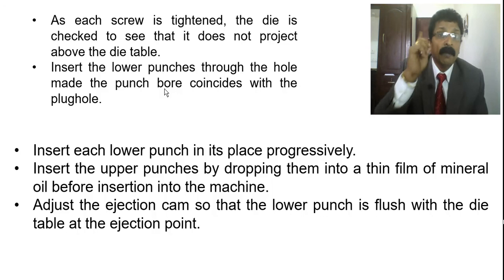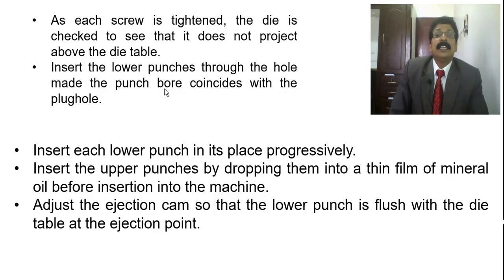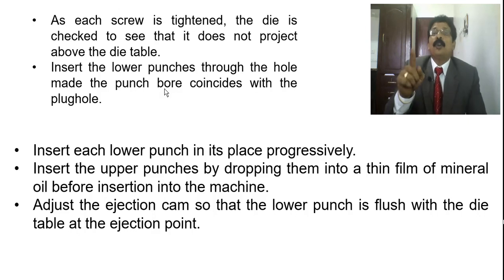Remember, when you are fixing, first what? The die. As each screw is tightened, the die is checked to see that it does not project over the die table. Insert the lower punch. Now you have to go for the lower punch. First you fixed the die and now you have come to the lower punch.